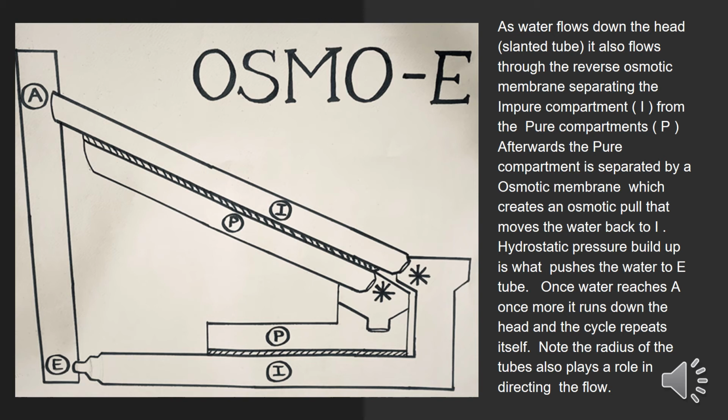Past the turbine, an osmotic membrane separates the pure and the impure compartment. Once osmosis occurs, as well as with the help of the variation in the radius of the tubes per Poiseuille's law, enough hydrostatic pressure should push the water through point E and back to point A, where the cycle should repeat itself once more.